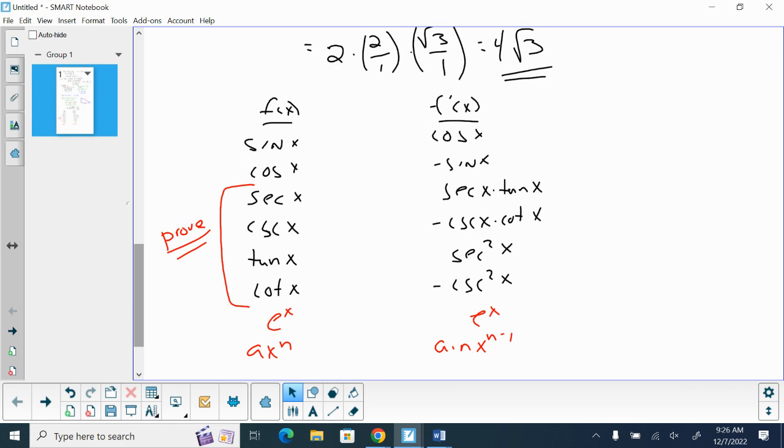So today we'll go through some more practice with this. The rest of the time will be given to you. Tomorrow we'll get into implicit differentiation, and then we'll work through logarithms on Friday.